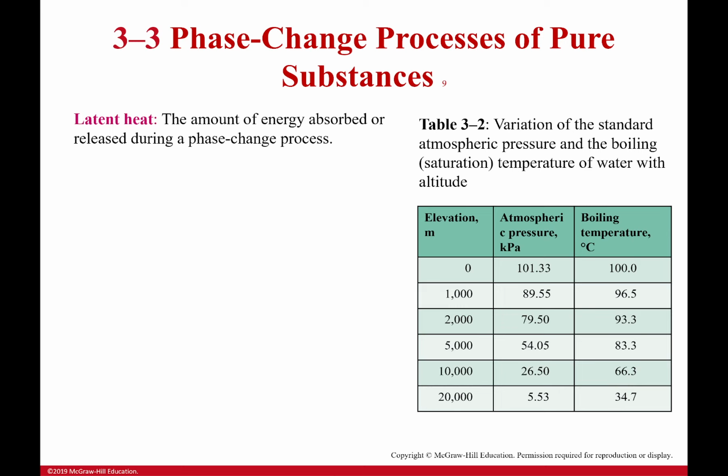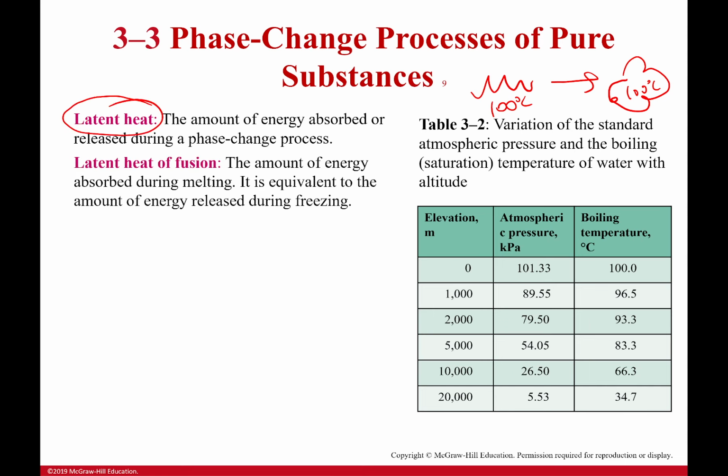Now, when we change phase, so when I go from a liquid all the way to a gas, we've already determined that they are the same temperature to start. So saturated liquid, this is 100 degrees Celsius. Saturated vapor, this is also 100 degrees Celsius. But I was adding energy that entire time. So the entire time I was going from liquid to a vapor, I was adding energy. So where did that energy go? Well, it went into something called latent heat or latent energy.